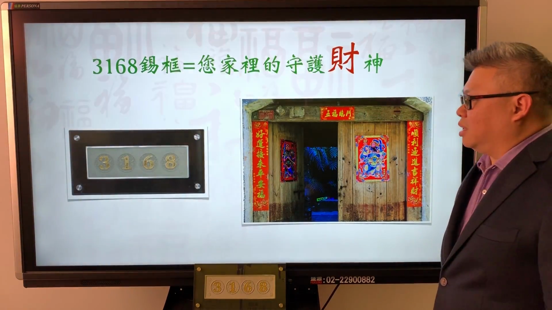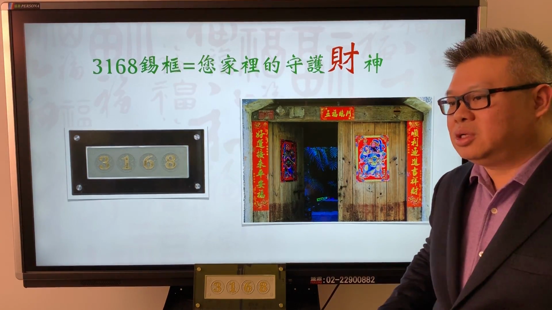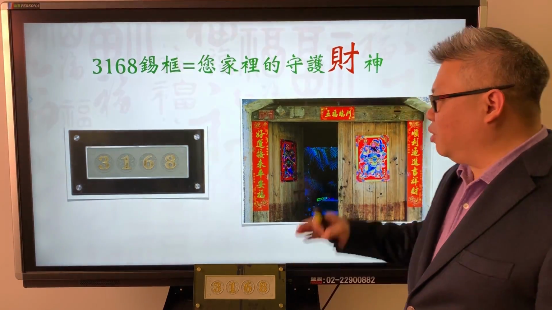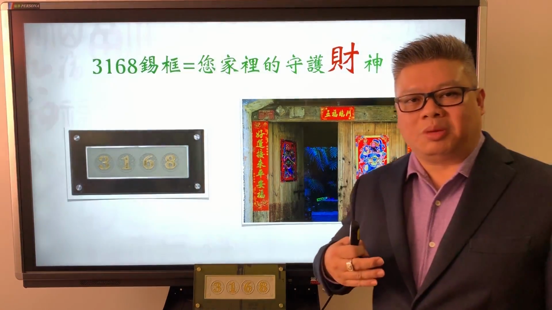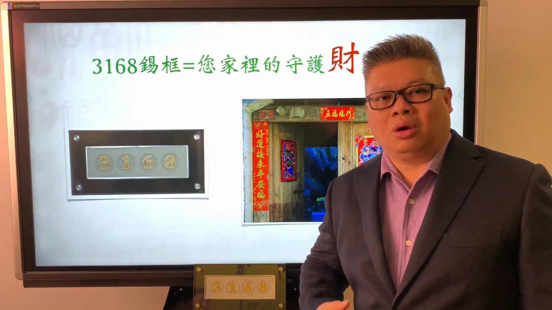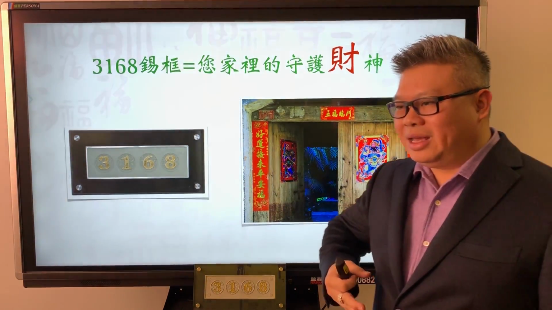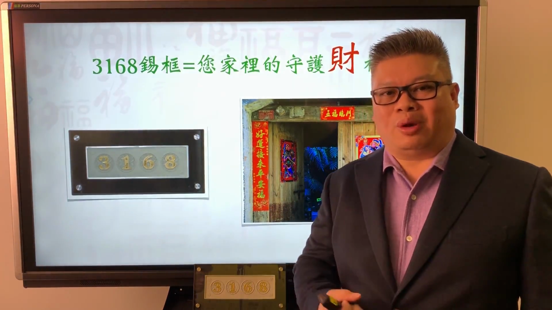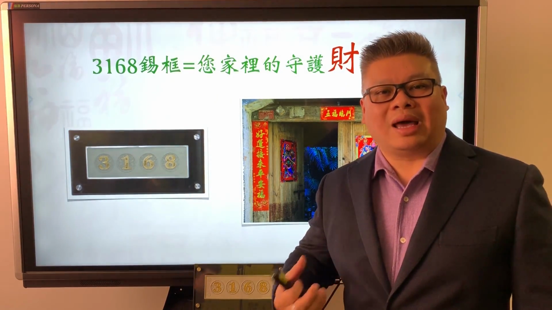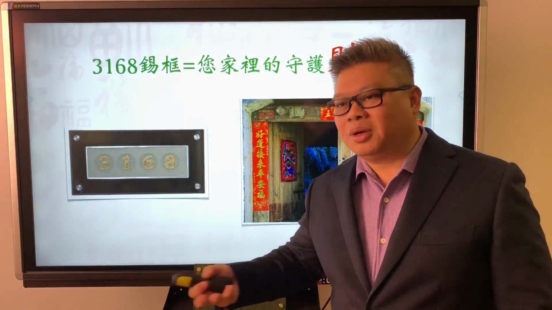Right? So this I think is another reiteration of the importance of 3168. The 3168 will act as what? Because we say that it's going to be placed right at the entrance of your own house or your office. So this is like what we call the guardian angel of wealth. Where does it sit? Where does it lie? It lies at the main entrance or the front entrance.